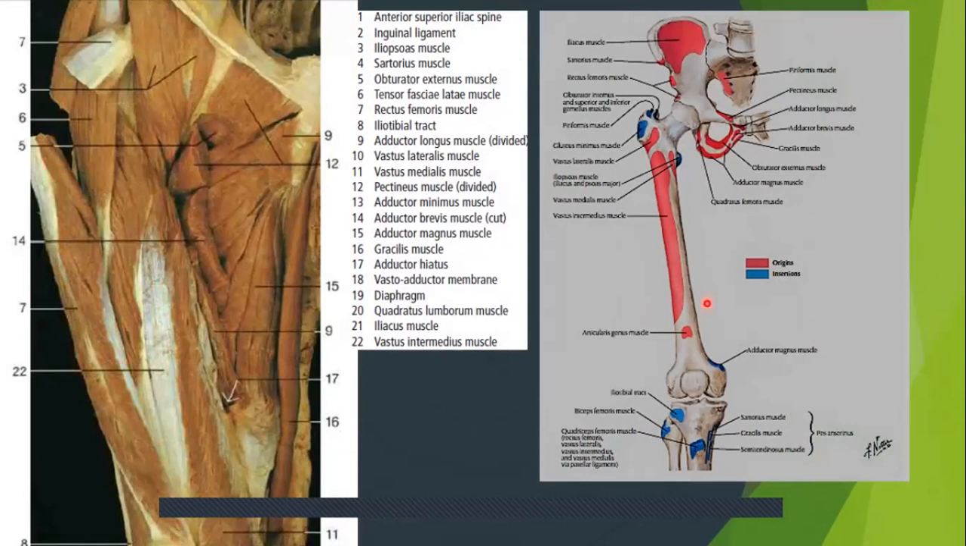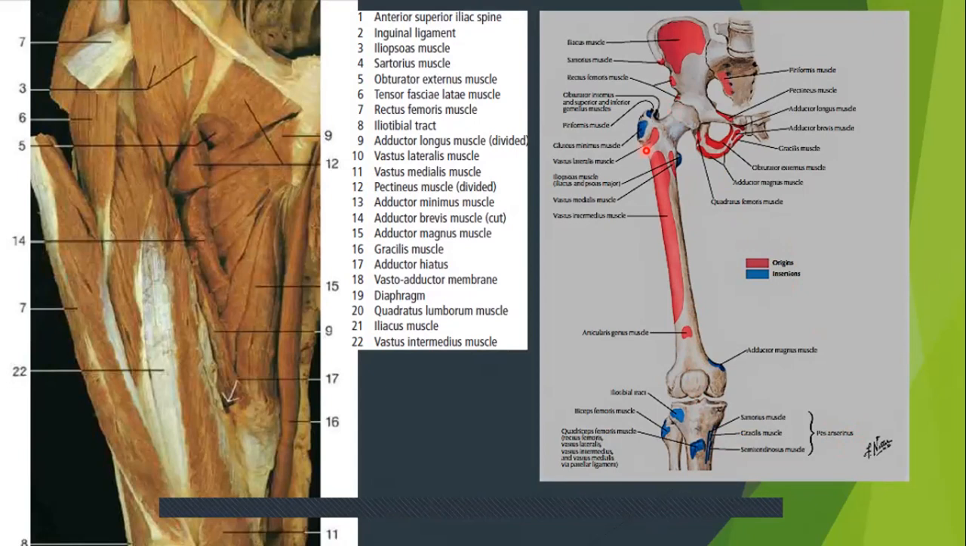Okay, and these are their origins. Here is where sartorius originates. It inserts here at the upper medial aspect of the tibia via the pes anserinus, and rectus femoris has two origins. The straight head originates from the anterior inferior iliac spine, whereas the reflected head originates from the supraacetabular groove, and they will insert here. First, they will insert into the base of the patella. Then the patellar ligament connects the apex of the patella to the tibial tuberosity.